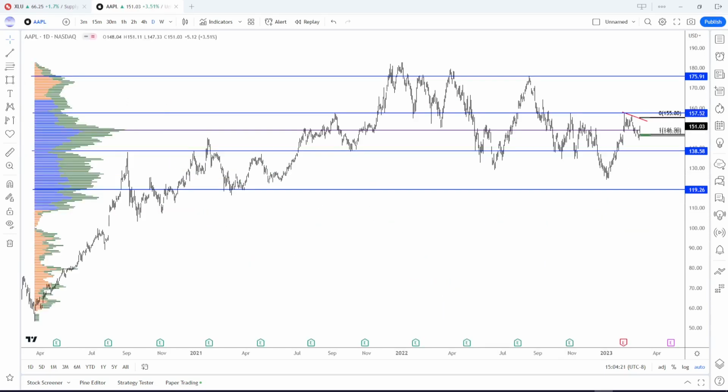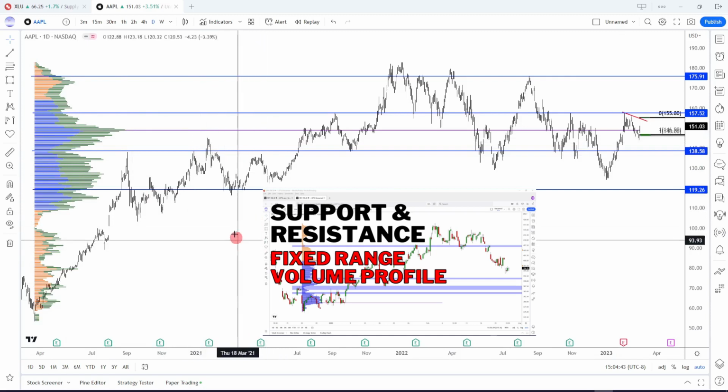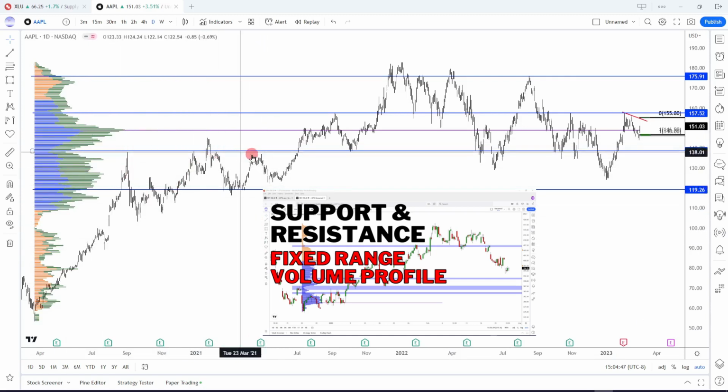Now let's take a look at Apple on the big picture, looking for a swing trade. I've got a volume profile using the TradingView fixed range volume profile set up between the low of March 2020 to the present. And by the way, I put out a video on this fixed range volume profile, and you can watch it to see how I set it up and how I use it to help establish some potential support and resistance zones.